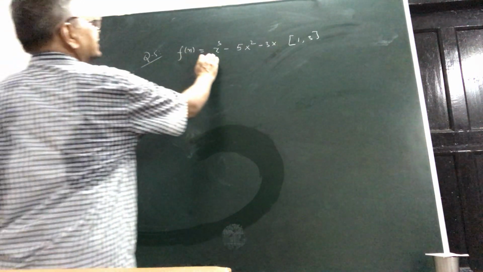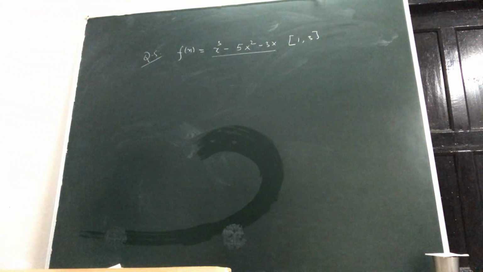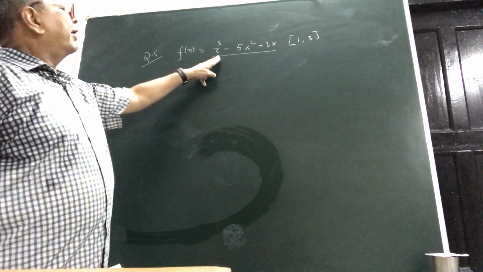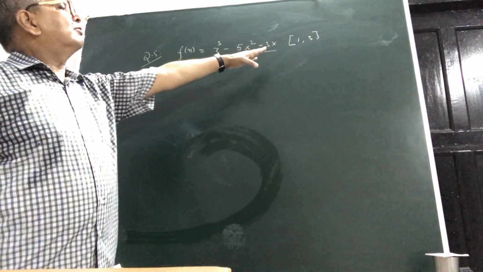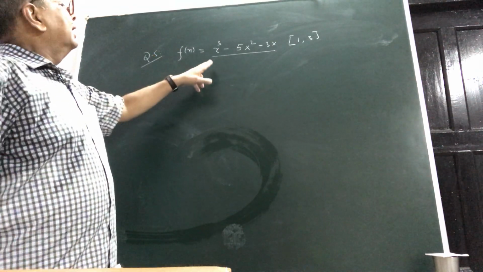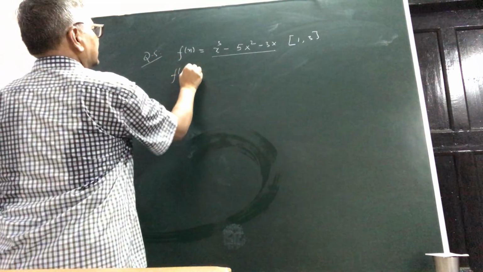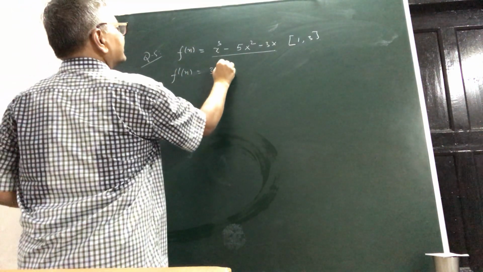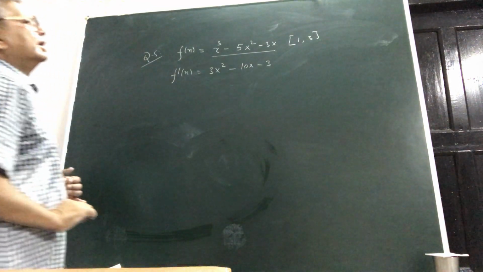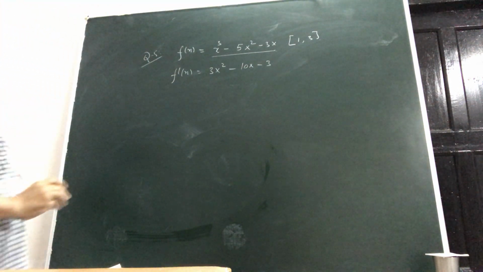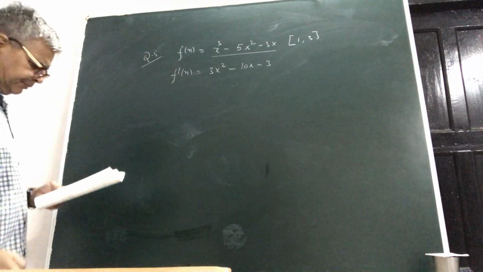So what we need to see: this is a polynomial, f(x) equals x cube minus 5x square minus 3x. It is differentiable throughout the domain, not only in the closed interval 1 to 3 but throughout the real line, and f dash x is 3x square minus 10x minus 3. Okay. Now it says you have to verify the mean value theorem.